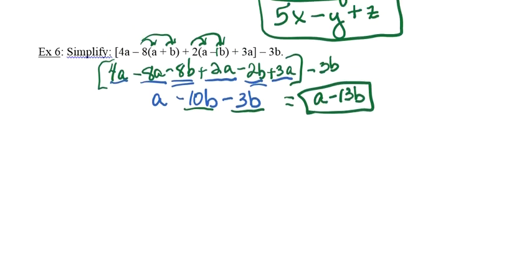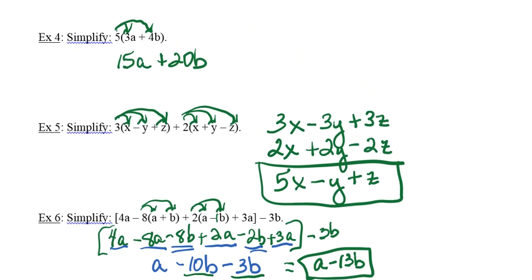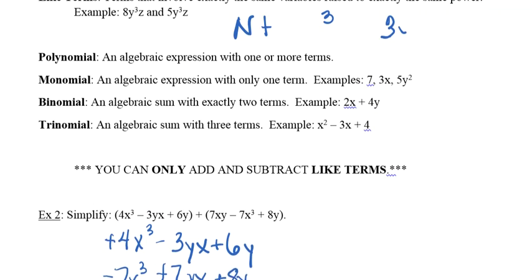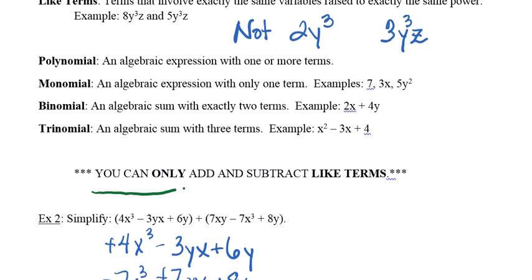So that's the end of this beginning part where we're just talking about adding and subtracting. The biggest thing that you have to remember is this rule right here. You can only add and subtract like terms. Do not put them together if they have different letters or if their exponents are different. And then we'll be back with multiplication.